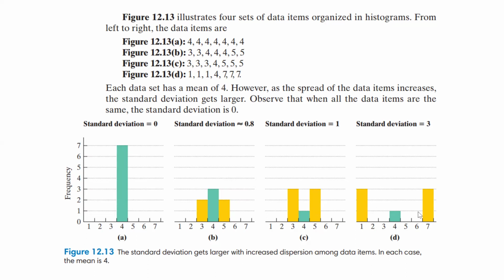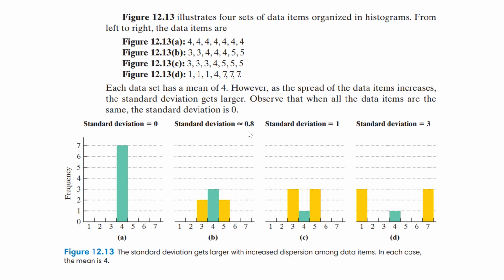Now, each data set has a mean X bar, remember, of 4. So all those have an X bar of 4. Now, the key difference, though, is going to be our standard deviations. So notice here, the standard deviation is 0, which is what we would expect since they all are the same.